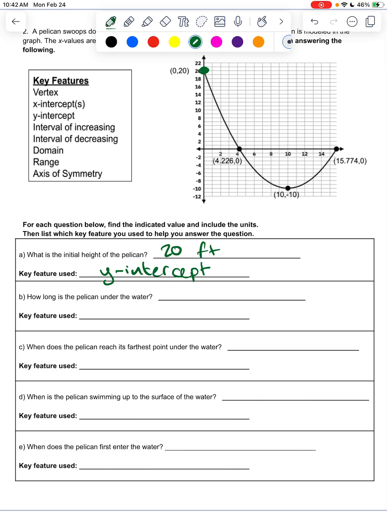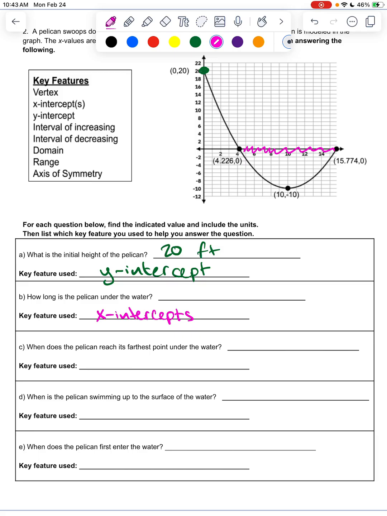How long is the pelican under the water? That's a very specific part here. That's this here. Okay. I know that I said a moment ago that intervals come from more than 1 point. Usually that's true. But does this match our interval of increasing or decreasing or domain? The answer is no. I don't love any of those for this particular one. I think that this comes best from our x-intercepts.